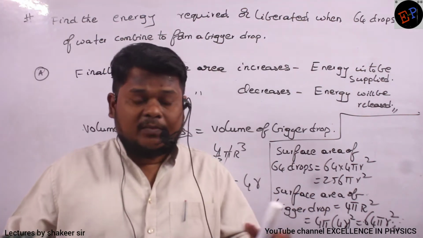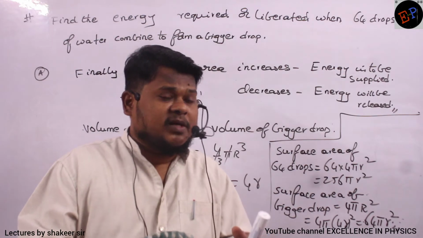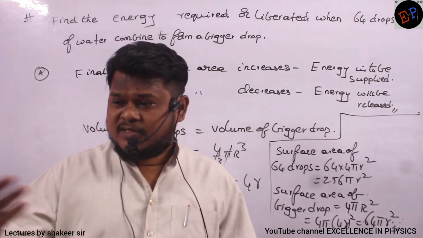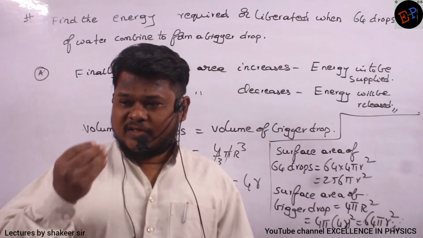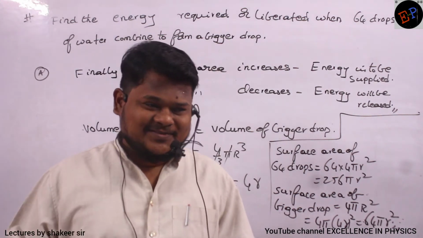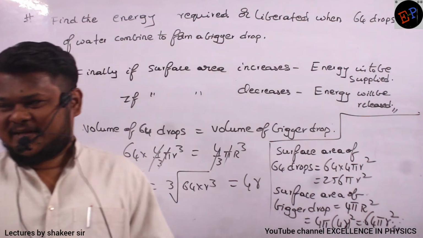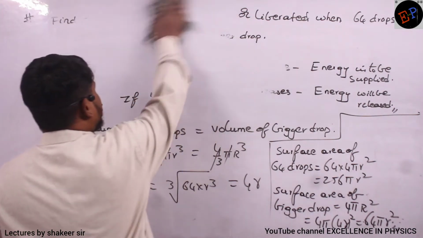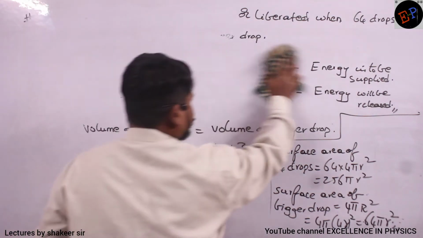Whenever drops combine to become a bigger drop, energy is always released. And in the form of which energy will it be released? Muscular energy, heat energy, light energy? Only heat energy. Are you able to understand? So therefore what do we write? Therefore we write that. Clear?